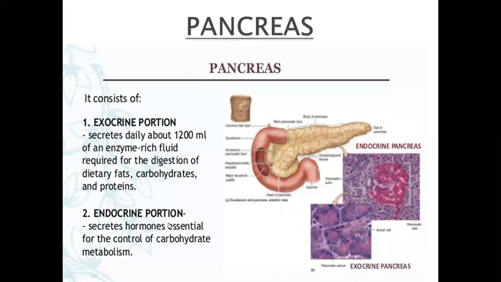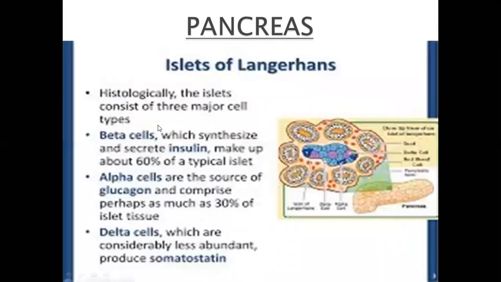And the endocrine portion gives hormones like glucagon and insulin. So for these two hormones, it is working as the endocrine portion, and for the secretion that helps the digestion of food contents, it is working as the exocrine portion.